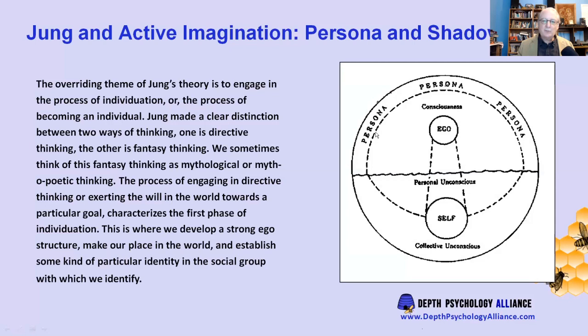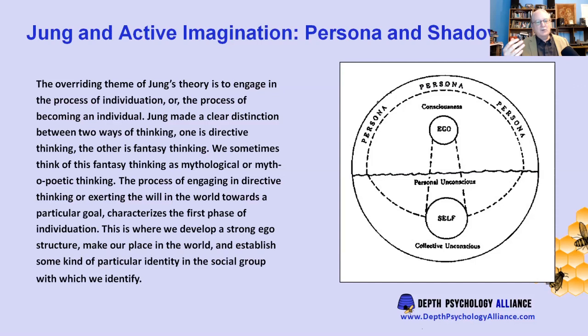Now, the very act of this directed thinking, first of all, shuts down fantasy thinking, which is the other form of thinking that he talked about. But the act of this directive thinking necessarily puts aside other things, things that don't fit in with the persona. And that, as we'll talk about later in the course, is how the shadow becomes created in this area of the personal unconscious. And there's lots more to say about that, but that's just a basic result of this directive thinking.